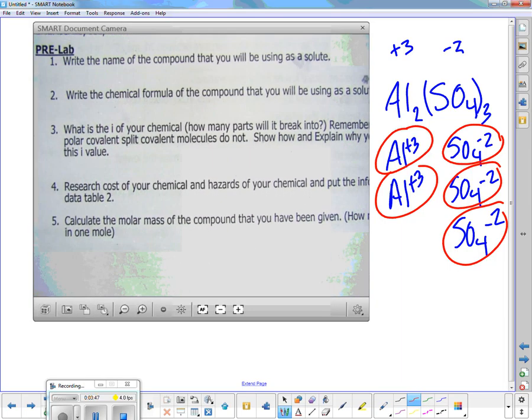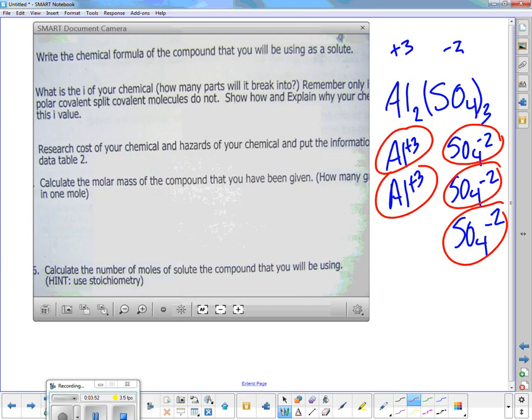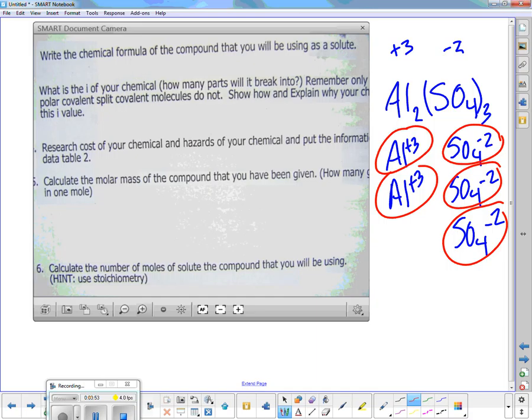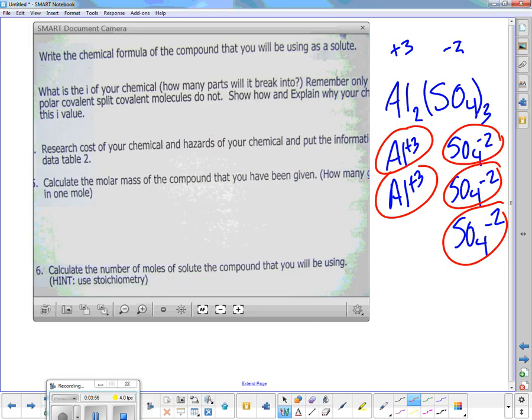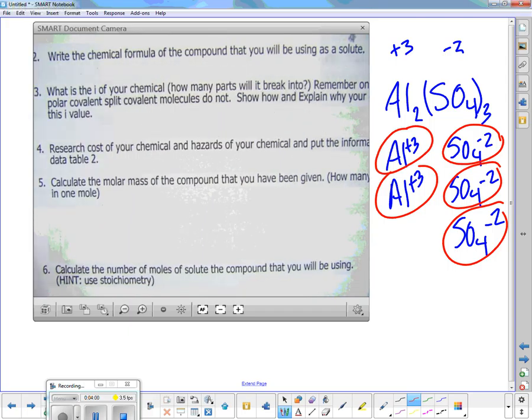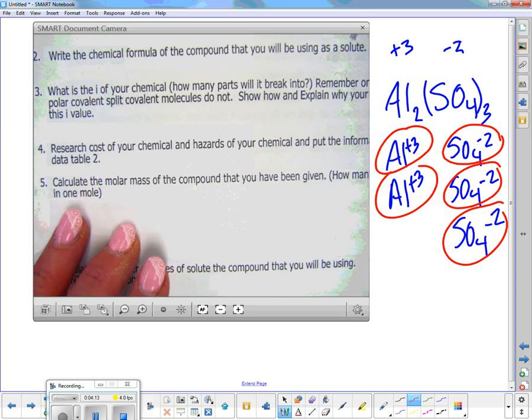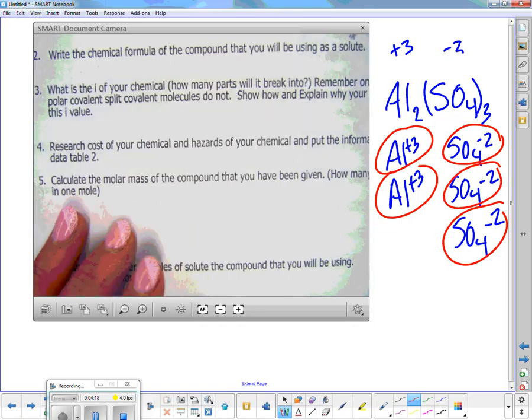The next part is to research the cost and hazards. So you're going to get up on Google and research cost and hazards of your chemical. If your chemical has a common name, I'll give it to you, or I already have, excuse me. Calculate the molar mass. Now remember, with aluminum sulfate here, we're going to take 2 aluminums plus 3 sulfurs plus 12 oxygens, add up the mass from the periodic table, and we've got the calculated molar mass. That's how many grams there are per 1 mole.